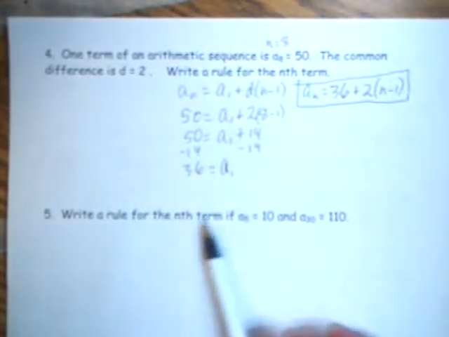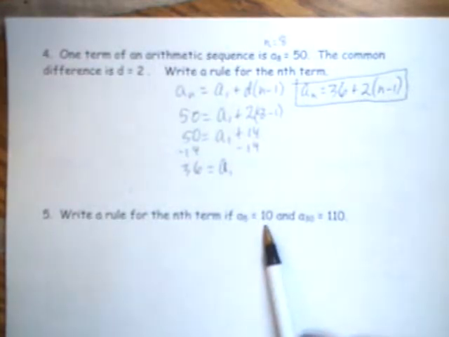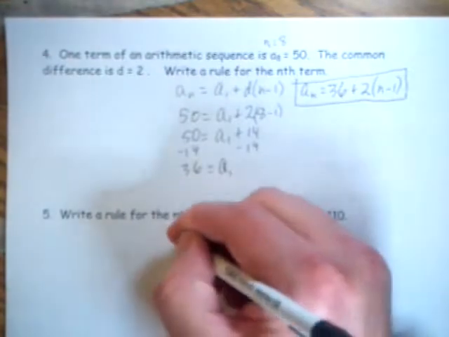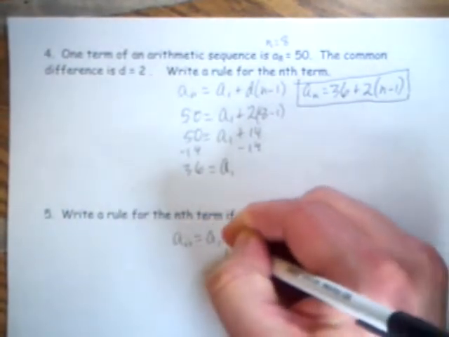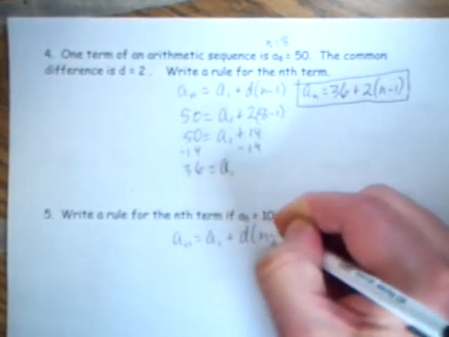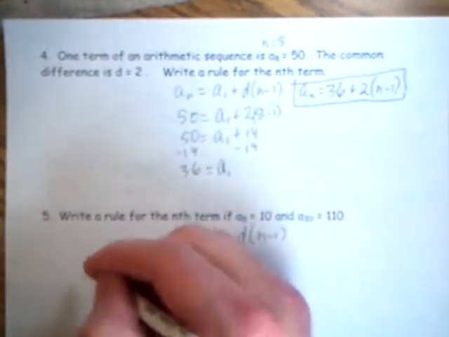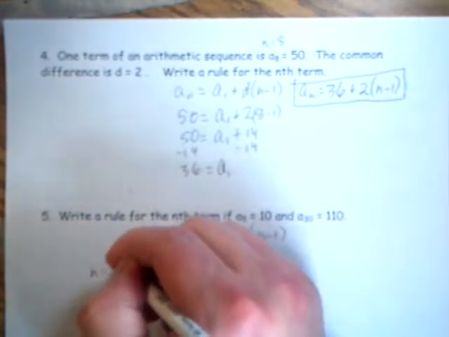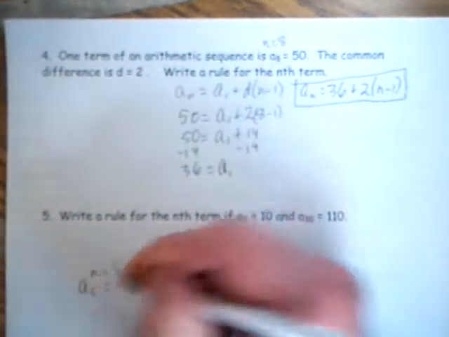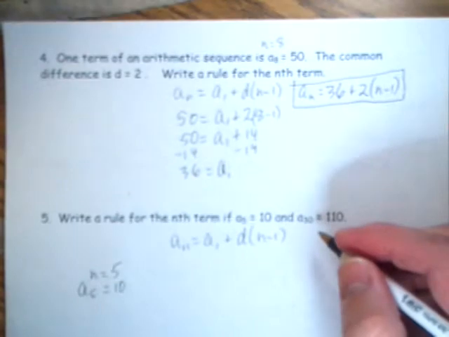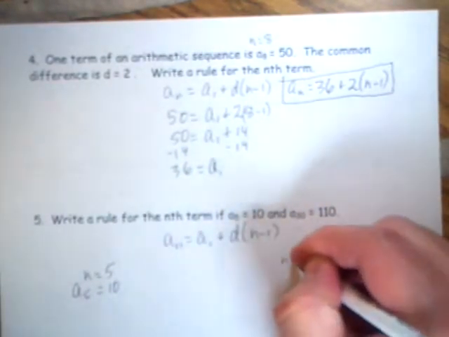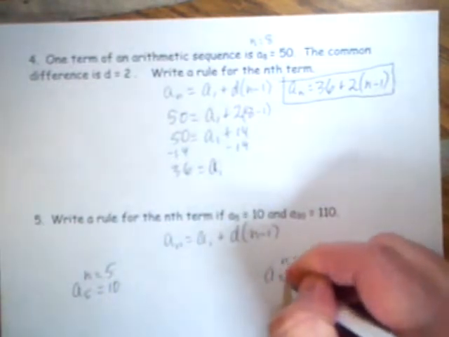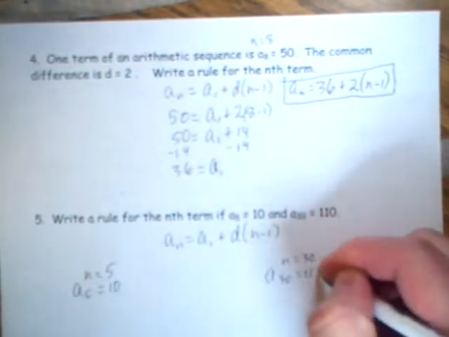Write a rule for the nth term if a sub 5 equals 10 and a sub 30 equals 110. So starting with a sub n equals a sub 1 plus d times n minus 1, we can do it where n equals 5 and a sub 5 equals 10. We can do another one when n equals 30 and a sub 30 is equal to 110.